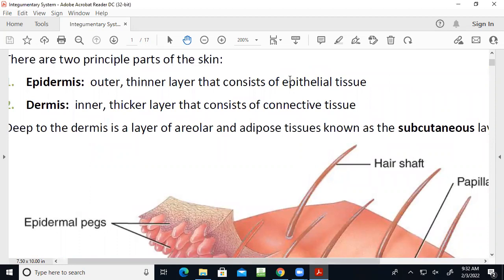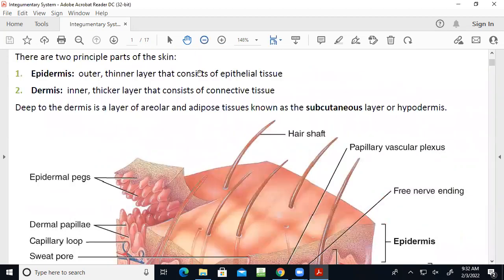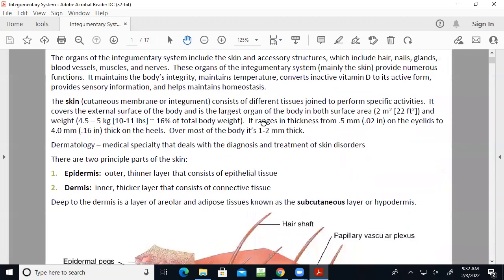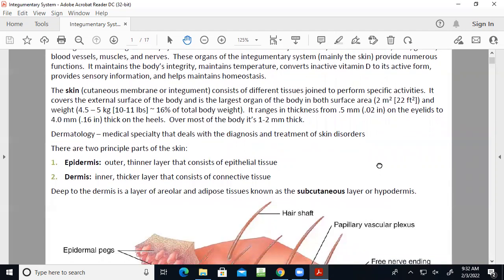Our first system here is the integumentary system, and our first organ that we'll talk about the most in this lecture is our skin. As a whole, other organs of the integumentary system include, aside from the skin, the accessory structures of our hair, finger and toenails, glands like the sweat glands and oil glands that you find in the skin, various blood vessels in the skin, and muscles and nerves. But mainly in this lecture, we're going to talk about the skin, your hair, your nails, and the integumentary glands.